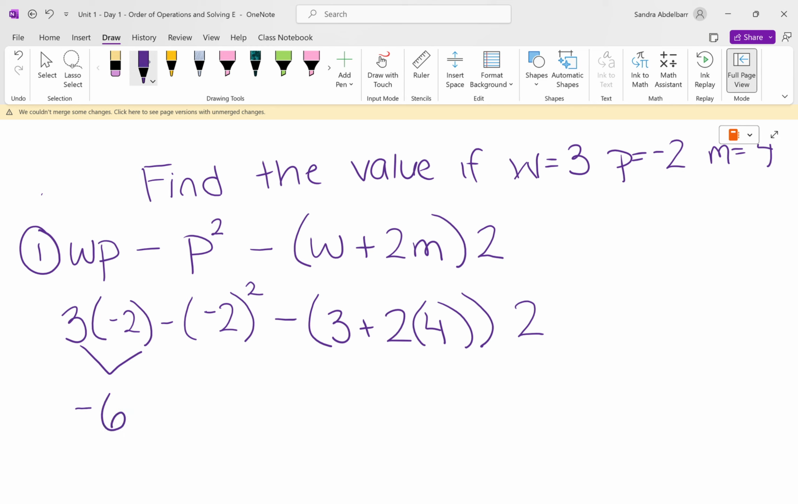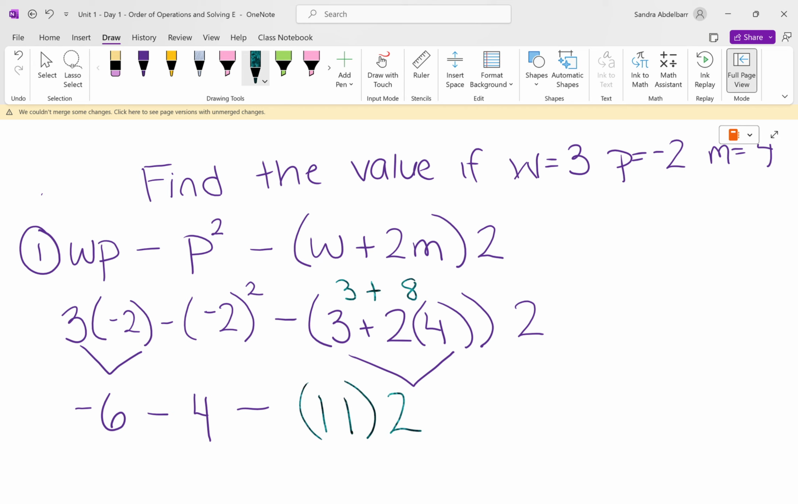So 3 times -2 is -6. And again, squaring before I do what's inside the parentheses has no effect on the parentheses, so I can do that. -2 squared is +4. Now I'm working inside my parentheses. Within the parentheses, we want to multiply and then add, right? 2 times 4 is 8, plus 3 is 11.